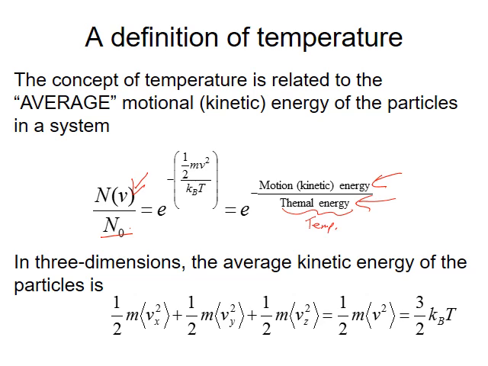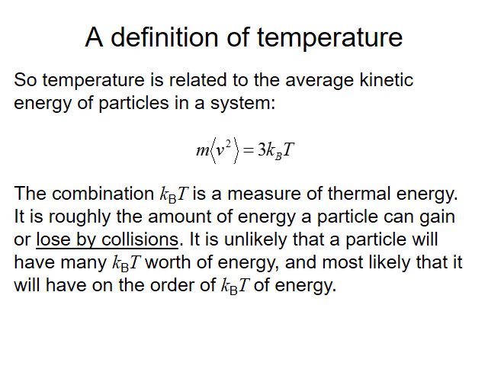And so in 3 dimensions, the average kinetic energy of the particles, which is equivalent to the thermal energy, ends up being 3/2 kT. So that's our definition of temperature. The average kinetic energy of the particles is going to be 3/2 kT. So we rearrange that and we get an equation for the temperature of the system, of the particles in a system. And as I said, kT is about the amount of energy that can be gained or lost with collisions.